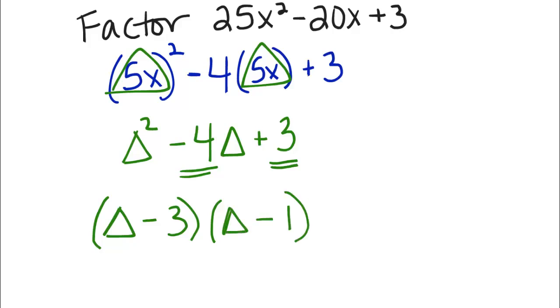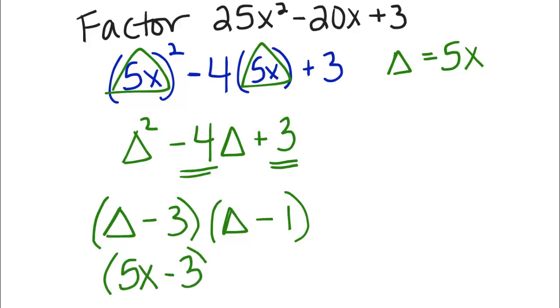Notice I'm using this triangle just as a placeholder because I can factor easily with triangle. Don't forget what triangle stood for, though. All the way back here, we let our triangle stand for the 5x. Our chunk that we were talking about was a 5x. So now all we have to do is go back and put that 5x in for where the triangle was holding its place. 5x minus 3 times 5x minus 1.